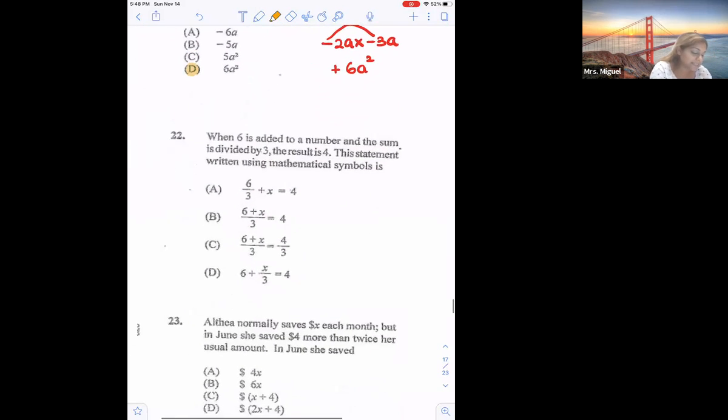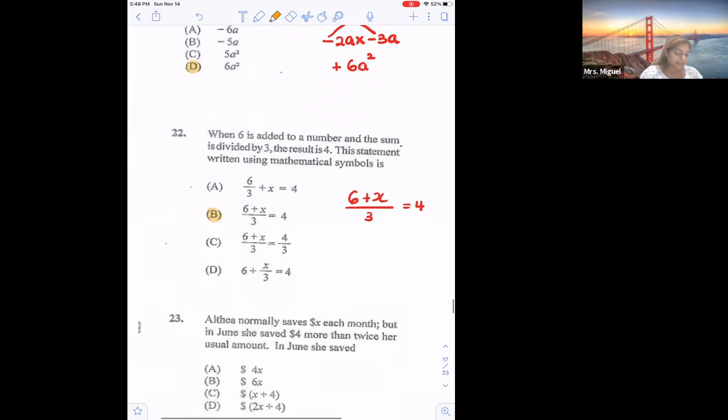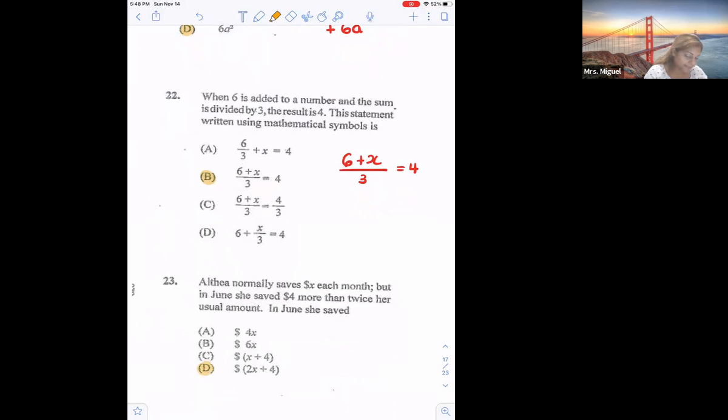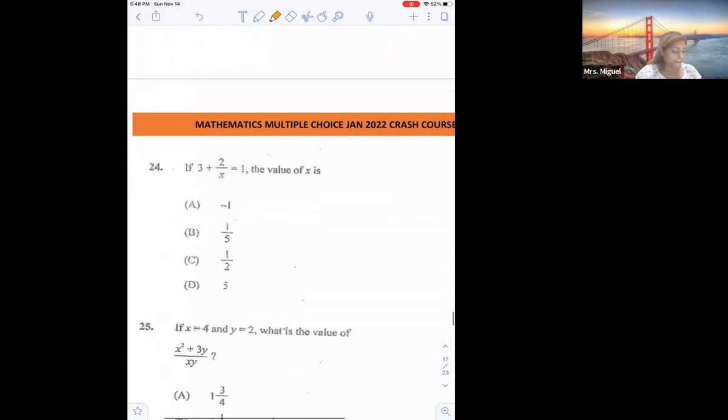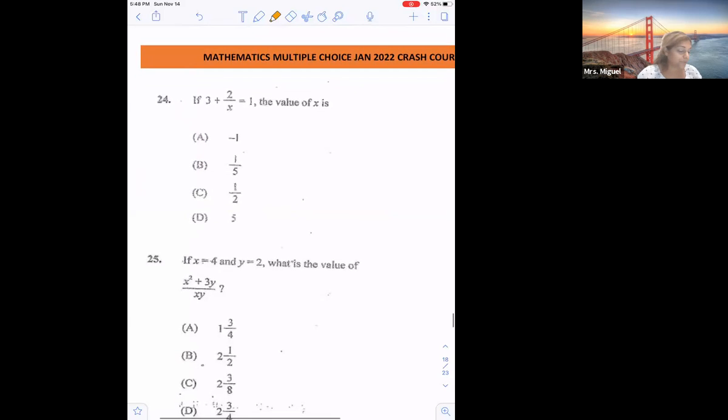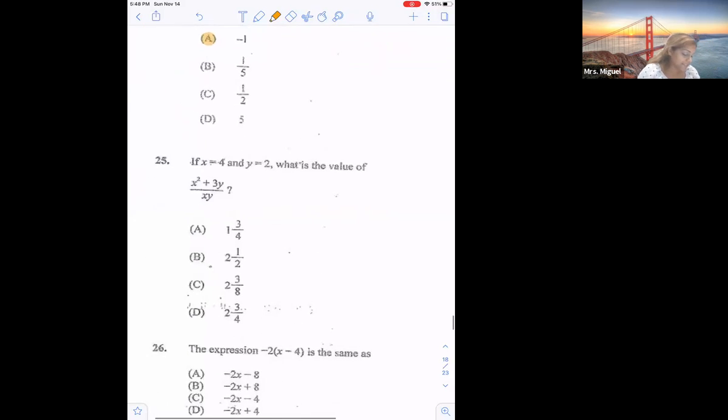If 6 is added to a number and the sum is divided by 3, the result is 4. The answer, B. Althea says, we did that already. This one, I told you if you start off with 3 and you end up with 1, it must have some subtraction. Number 25, this is a popular one.